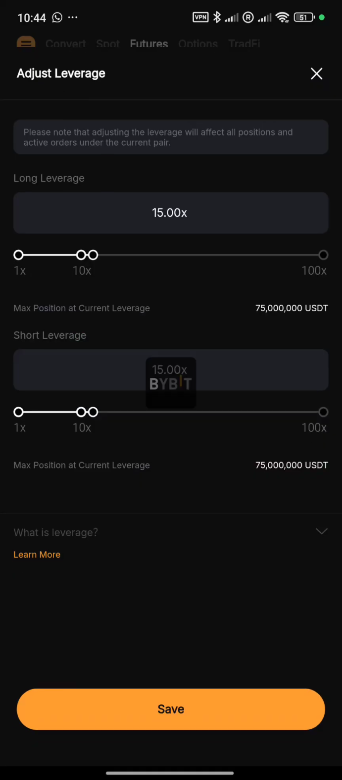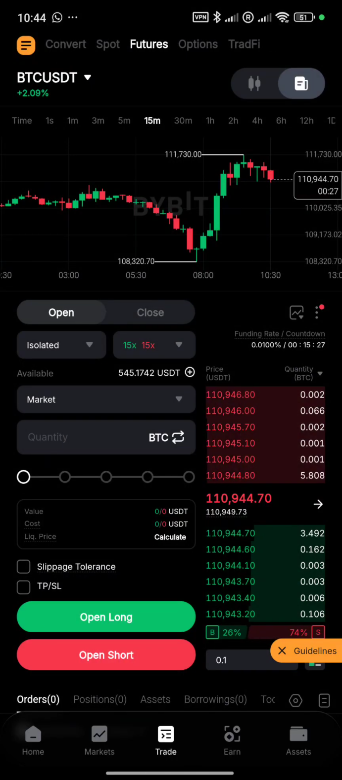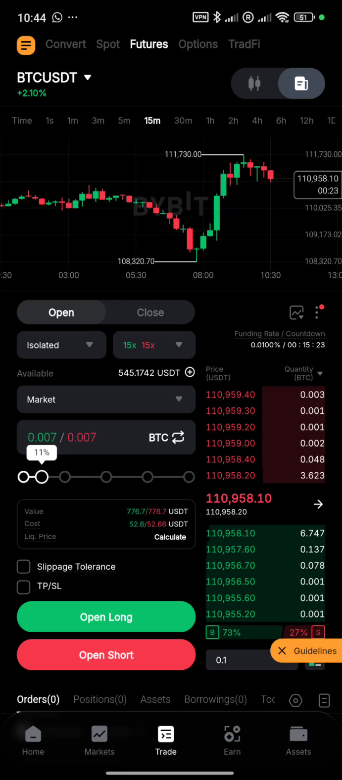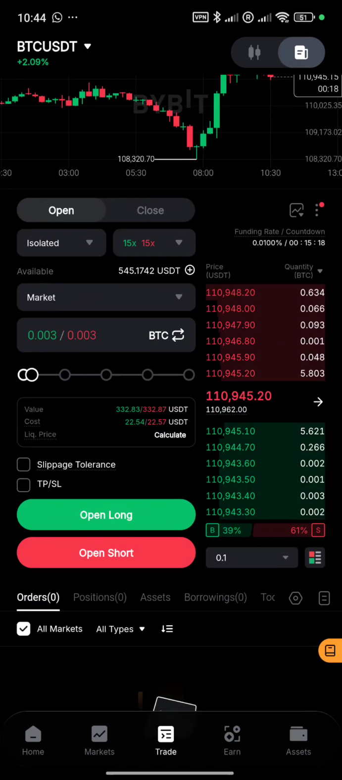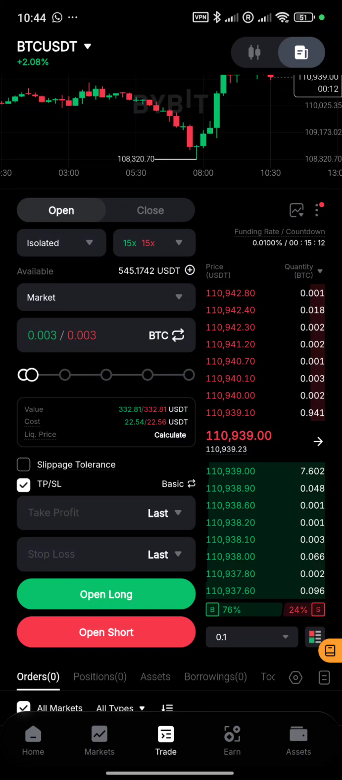And my leverage is this. I've already input it and I don't want to change it. Just leave it. Then I will drag how much I want to use. Let me just use this 20-something dollars. And then you can see at the lower part TP/SL, that's take profit or stop loss. So you can now put it.